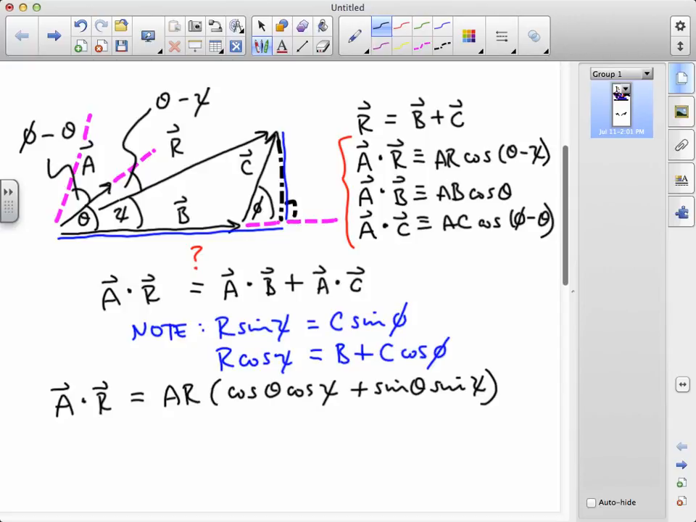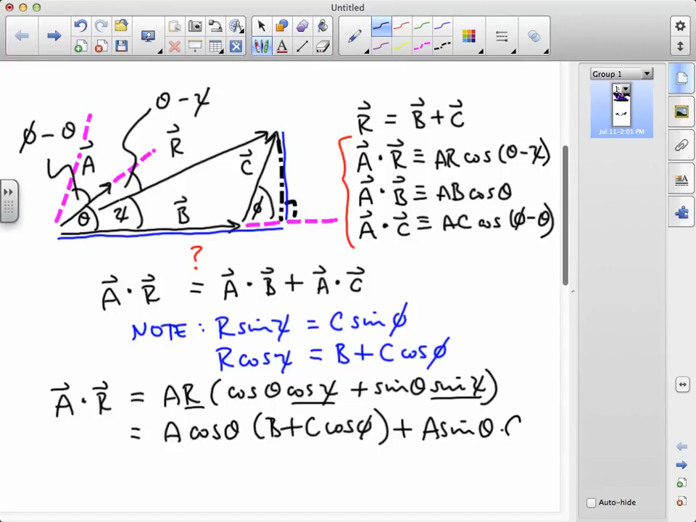Now we'll use our equivalents in blue and write R cosine psi here in terms of B plus C cosine phi. So we'll end up with A cosine theta times B plus C cosine phi, and then we'll use R sine psi to write the second term as A sine theta times C sine phi.